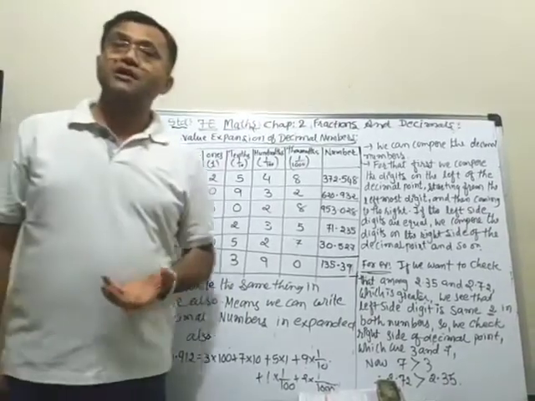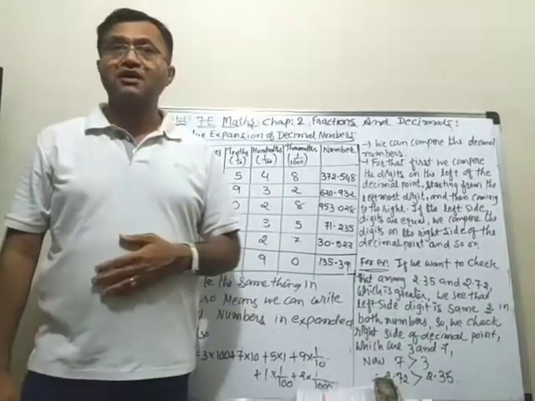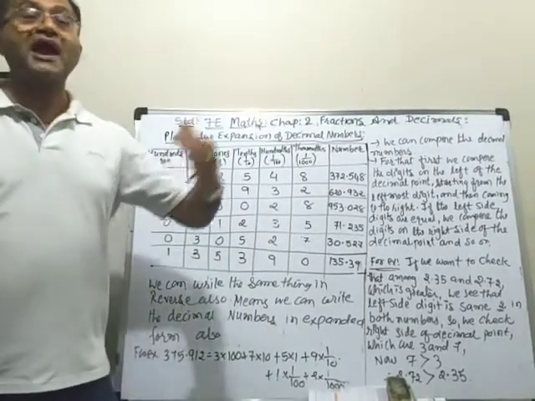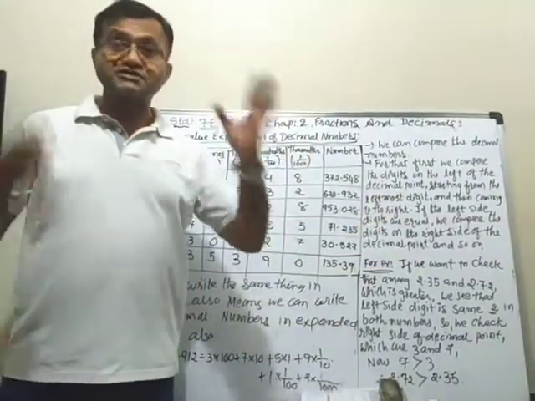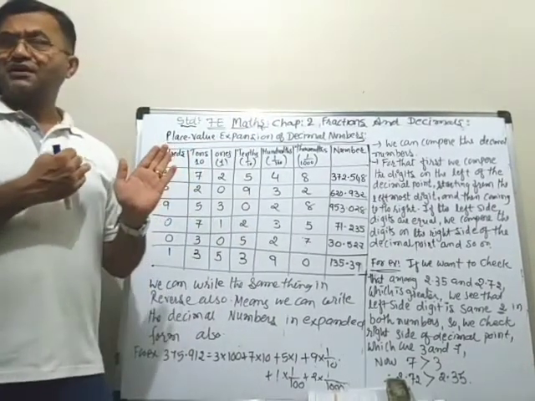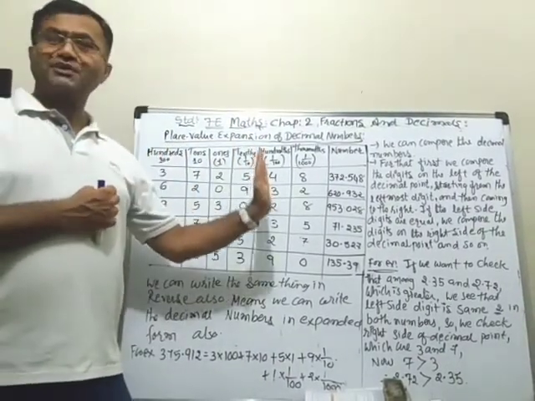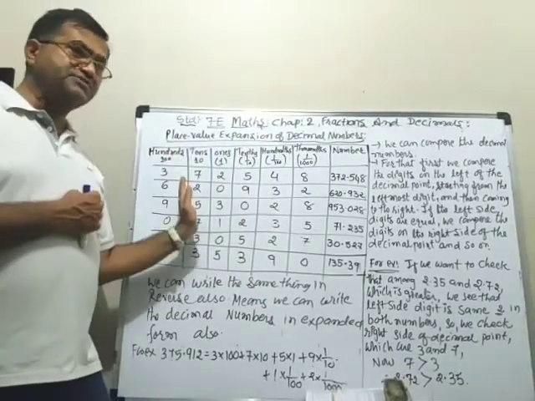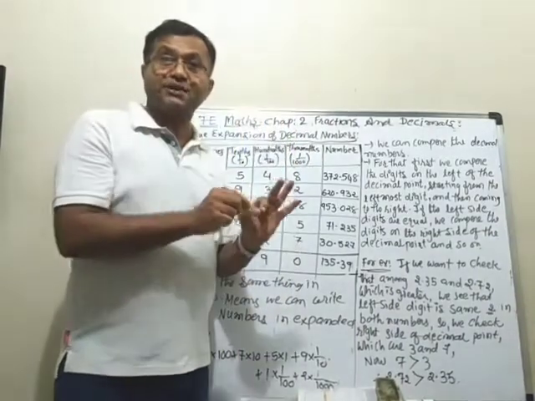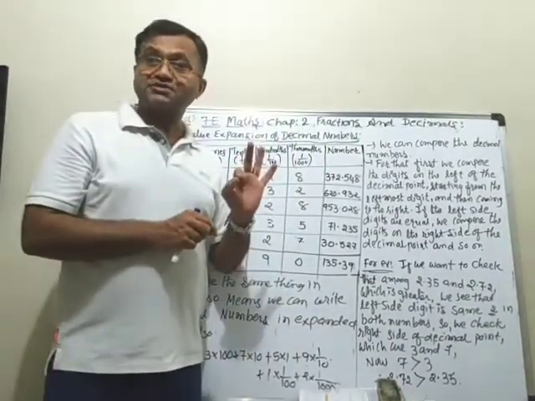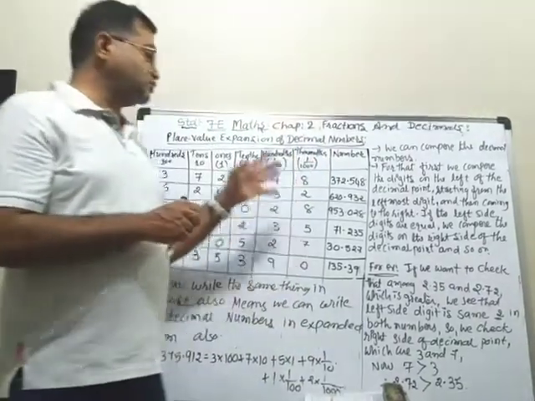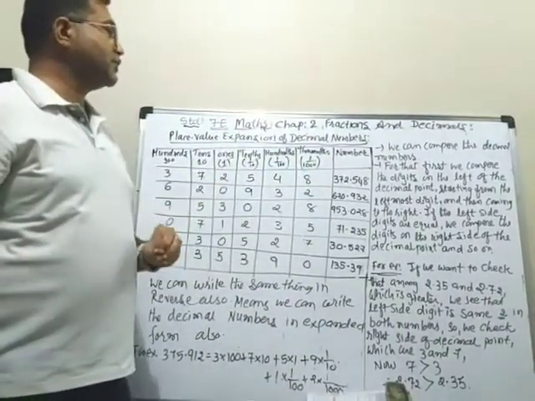So in the same way, whatever the number is given, you can easily write them in the expanded form. Just keep in mind that on the left side of the decimal point, ones place, tens place, hundreds place and so on. And on the right side, tenths place, hundredths place and thousandths place. And therefore, we have to be very, very careful.